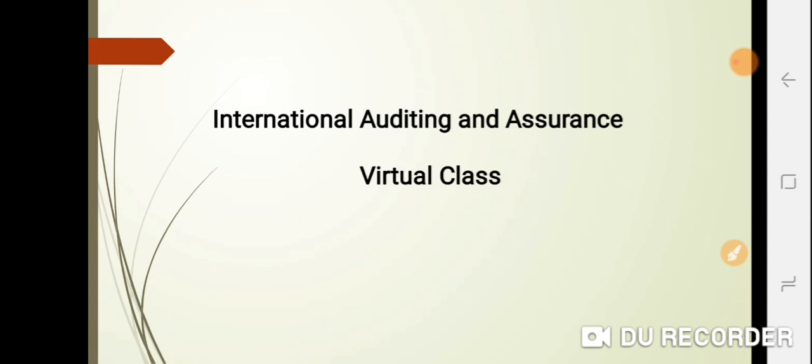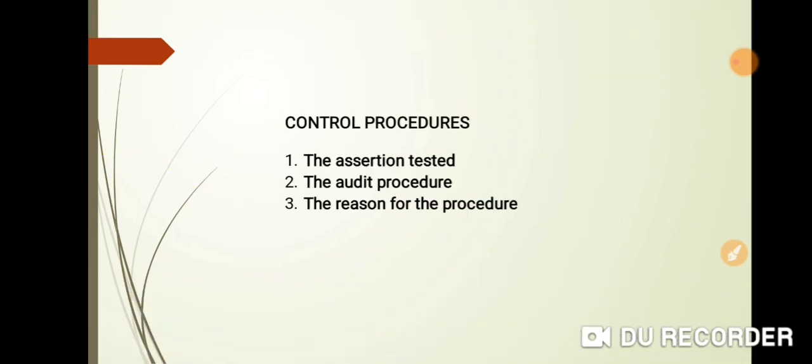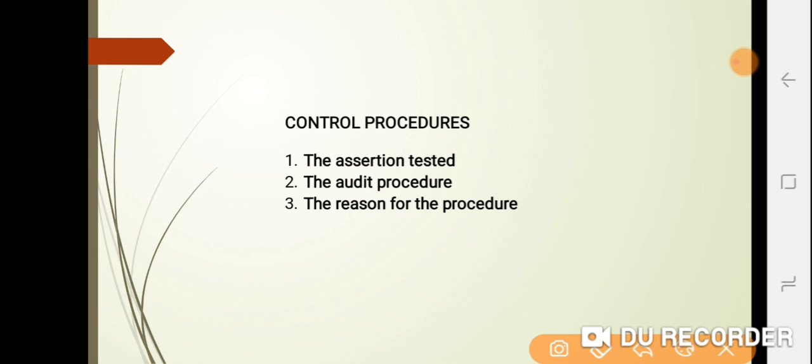So today we are discussing the topic control procedure. Okay. So control procedure has to state three important things. The first one is assertion tested. It has to state the assertion tested, audit procedure, and reason for the procedures. So every procedure must state these three things. Okay, so we'll discuss in detail each procedure.